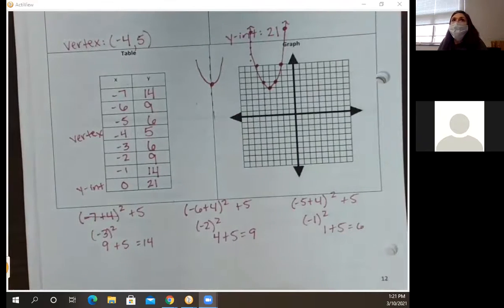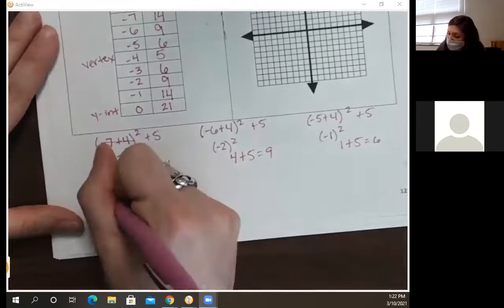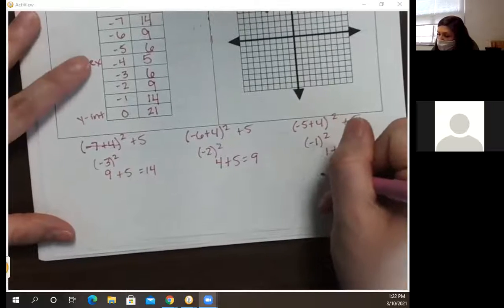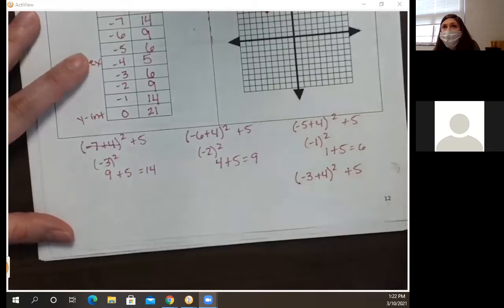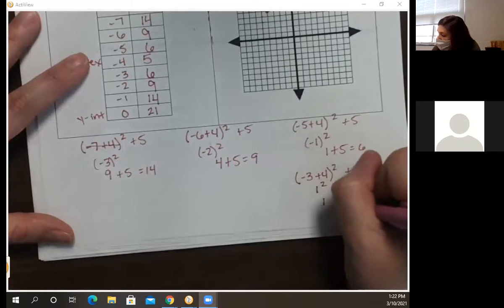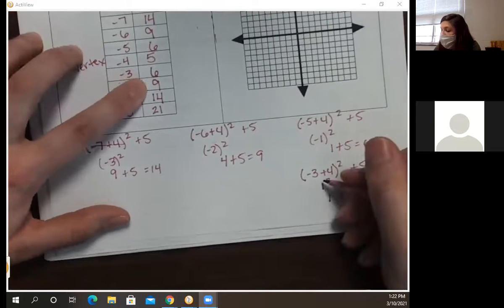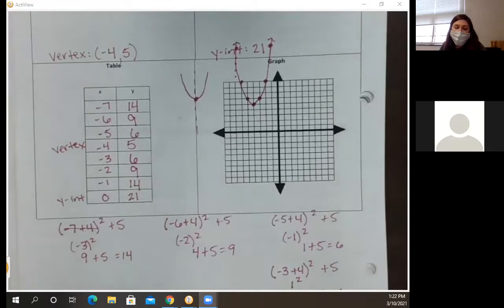Okay. Now, if you're not really comfortable with that idea, remember, you can still plug in -3, right? I can do that here. If I plug in -3, -3 plus 4 squared plus 5, I can still plug in that x value. So this would be 1 squared, which is 1. 1 plus 5 is 6. See? So I'll still get that value if I plug these in. This is just another way that I can approach this and sort of take advantage of the nature of parabolas. Because they're symmetric, I know that those y values have to match. I know those points have to be at the same height.